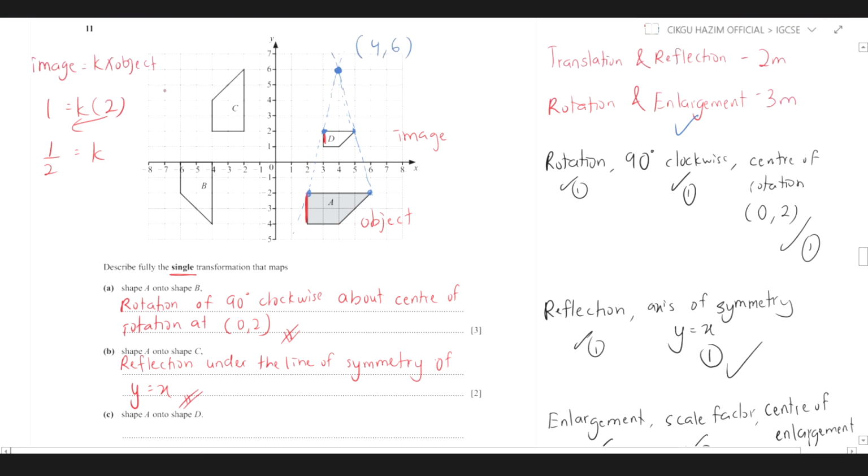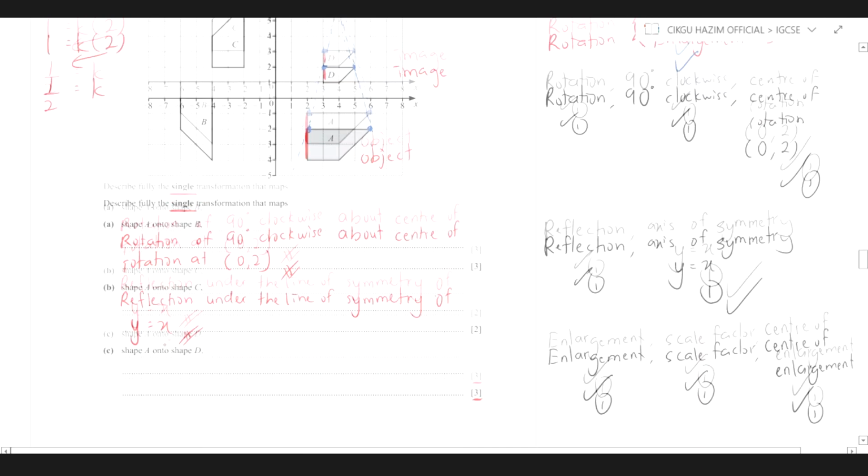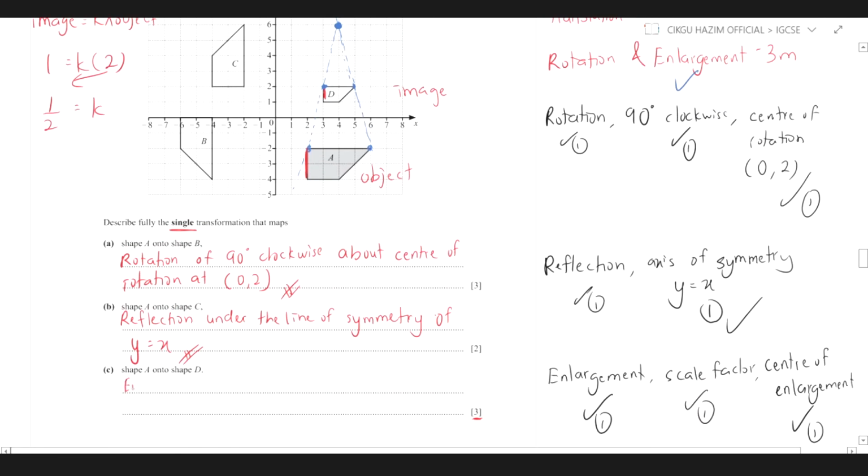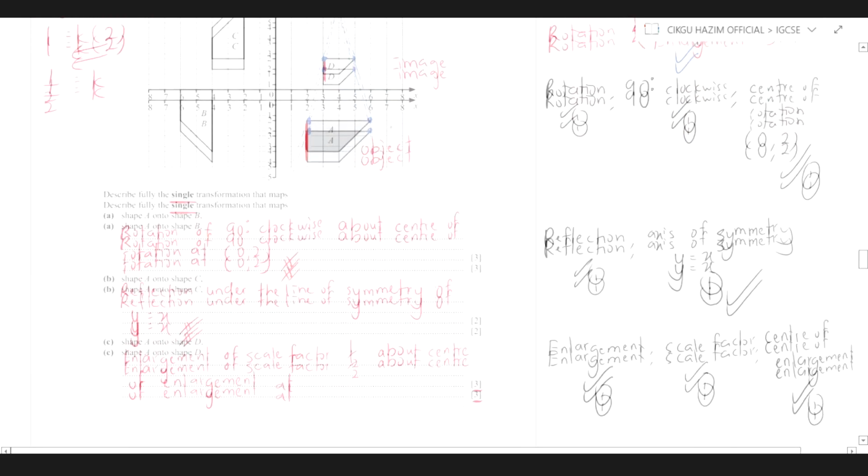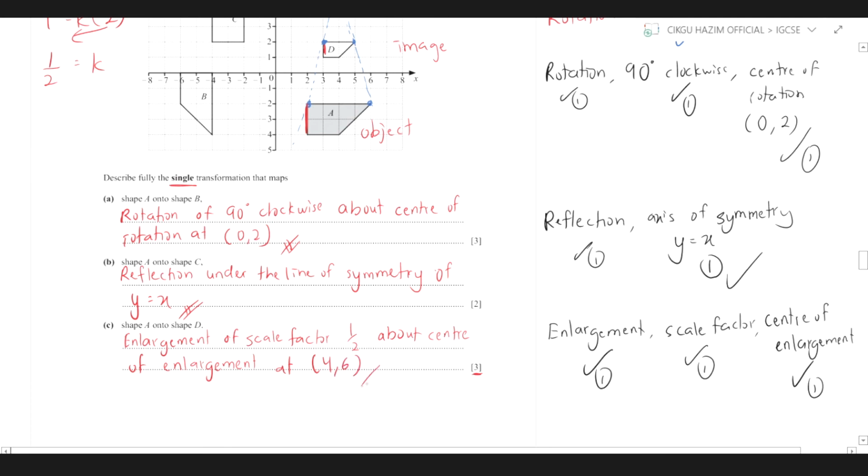So you already have everything. Then we can write this down one by one. Shape A onto shape D is going to be an enlargement of scale factor 1 over 2 about the center of enlargement. And where's your coordinate again? Your coordinate is at 4 and 6. That's how you answer this description of the transformation.